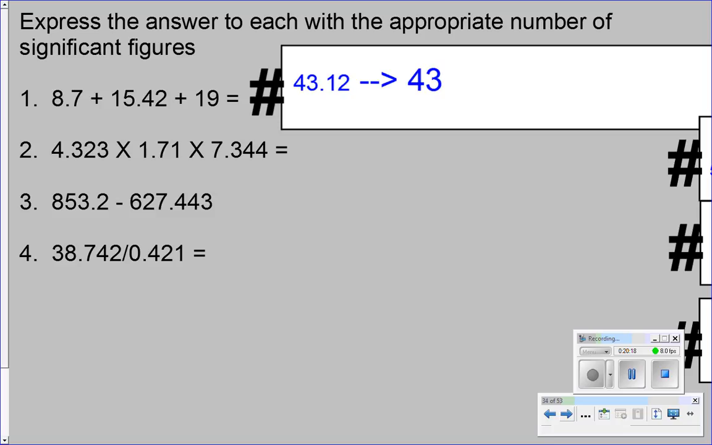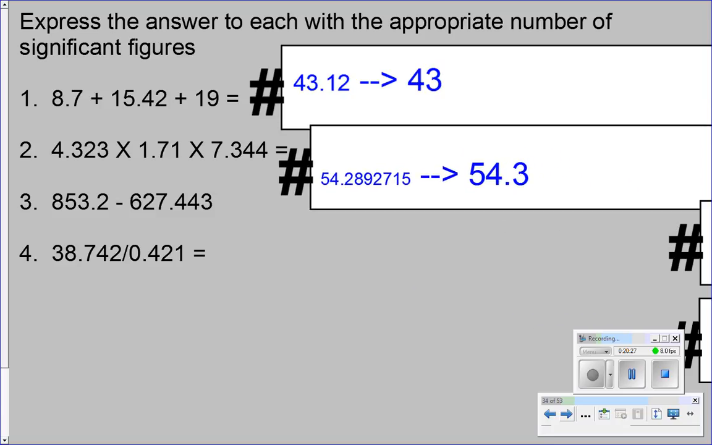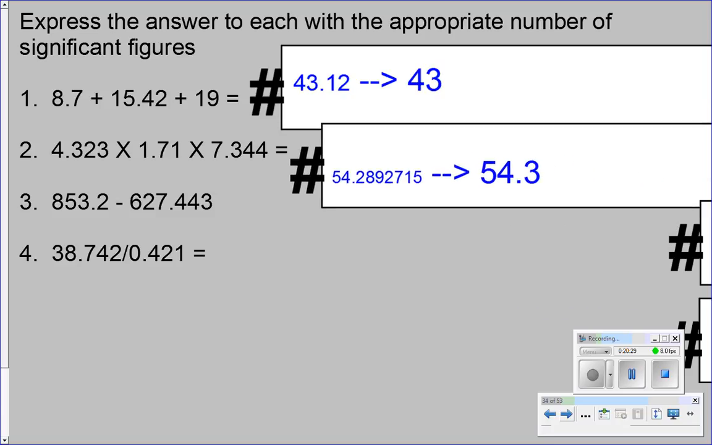Since 19 has no decimal places, we are unable to give any decimal places in this answer, but we can keep all of the numbers to the left of the decimal. When we look back on our numbers over here, we have 4 sig figs, 3 sig figs, and 4 sig figs. So we're allowed to have 3 in our answer.